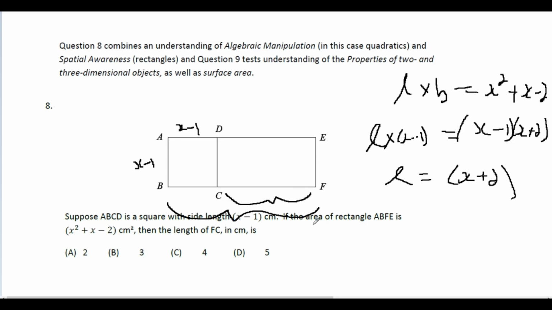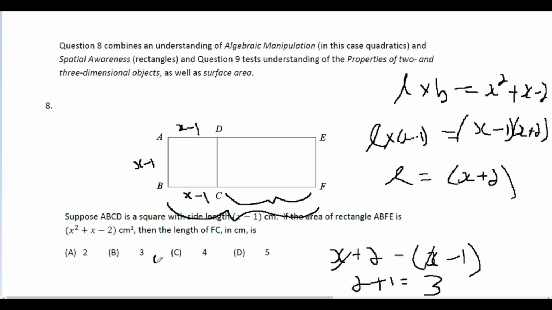So how do we get that part? We simply minus our side, which guess what is still x plus 1. So we're gonna have x plus 2 minus x minus 1. Therefore the x's cancel, we are left with 2 plus 1, which equals 3 centimeters. Right? Easy work. Just a lot of manipulation.